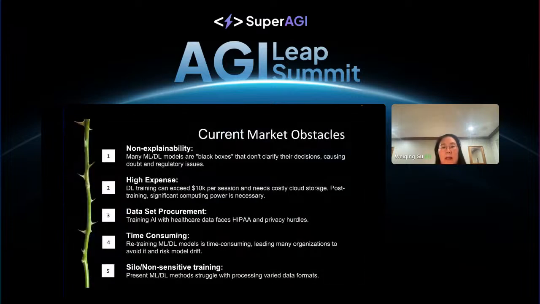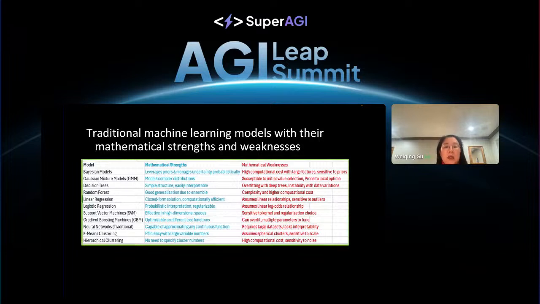And we created geometric unified learning to overcome these five obstacles. One is non-explainability. One is high expense, because you need a lot of data to train, and even storage is big. Then data has HIPAA and privacy hurdles to go through, so you can't get the data to train your big model, and it's time consuming. Of course, the model will drift. And a silo approach means you can only detect one disease at a time. Doctors say they wouldn't want 3,000 icons on their laptop. There's no way for them to find them to test.